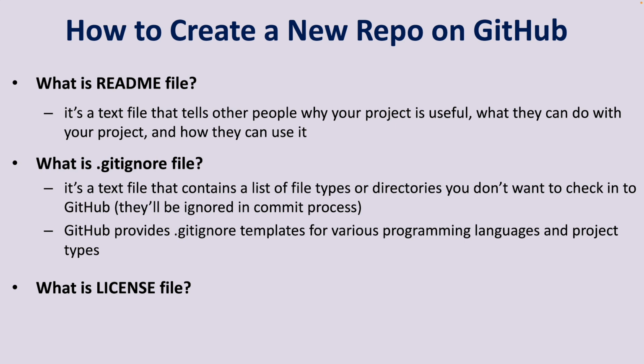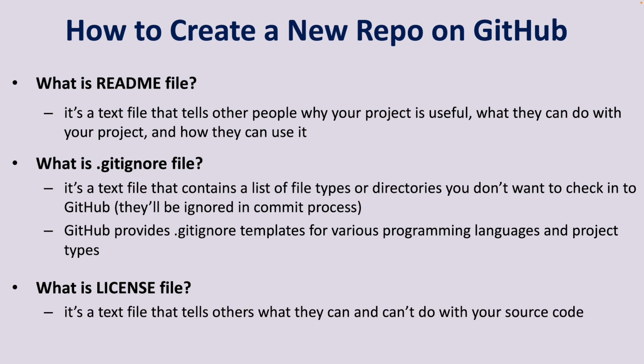And you can also choose to create a new repo with a license file. So what is a license file? It's a text file that tells others what they can and can't do with the source code. And GitHub provides templates for popular license types, so you can choose an appropriate one when creating a new repository very conveniently.